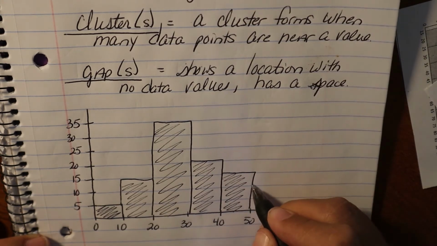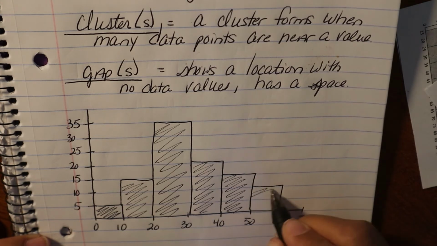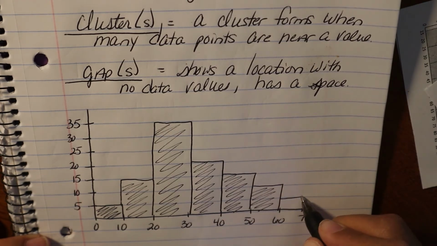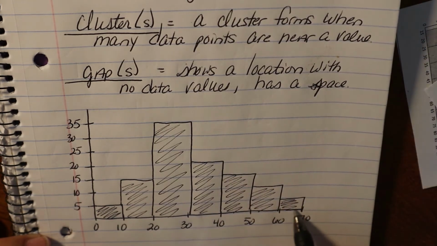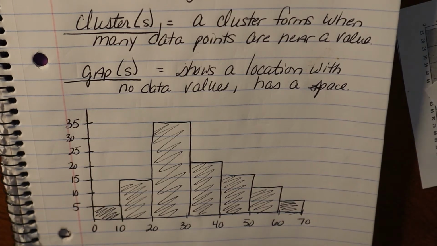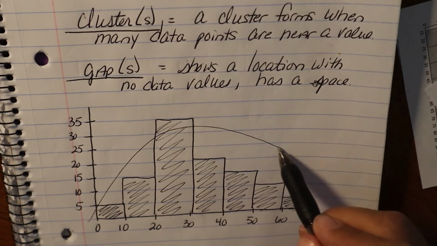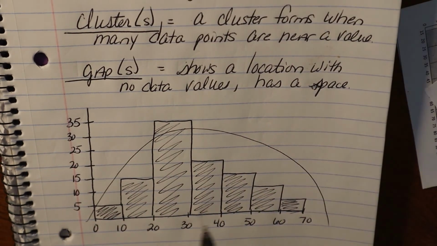From 50 to 60, let's come up to 10. And from 60 to 70, let's come up to 5. Okay, so there's our histogram. Let's talk about this. The first thing is symmetrical. Does it have symmetry? Does it make a nice kind of a bell curve? And hopefully you're saying to yourself, yes.